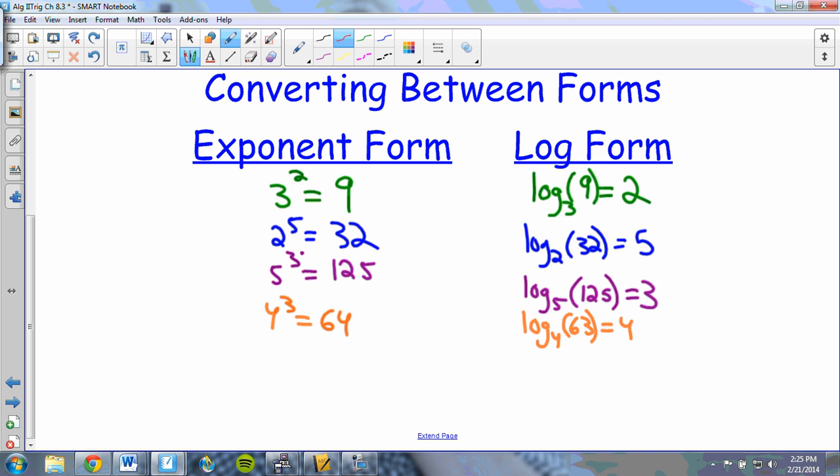If I have log base 2 of 16 equals 4, that right now is in the logarithmic form, log form. If I transfer that into exponential form, I do what I call the circle thing. 2 to the 4th is 16. Base to exponent to what it equals.